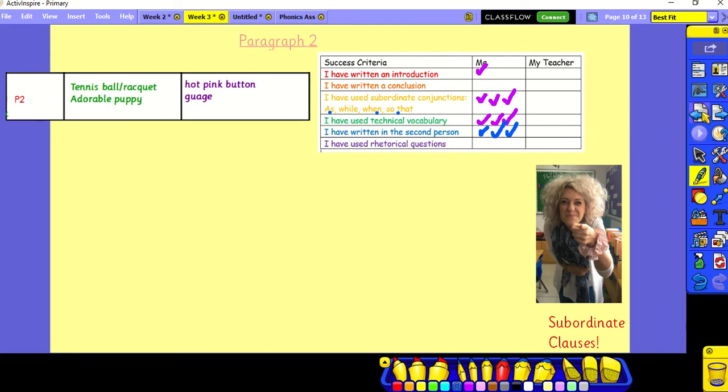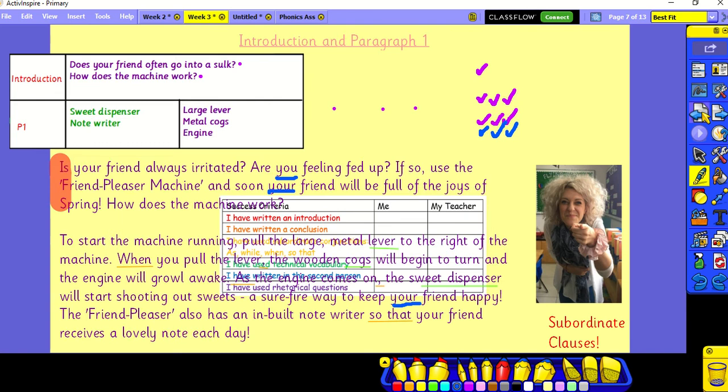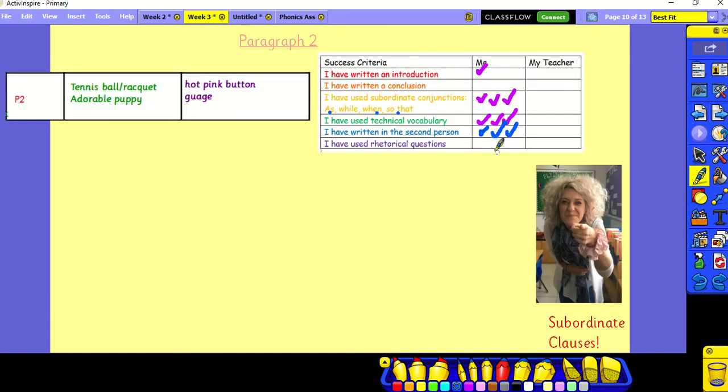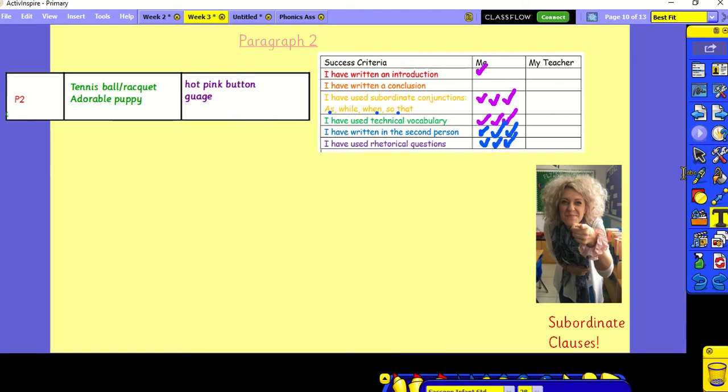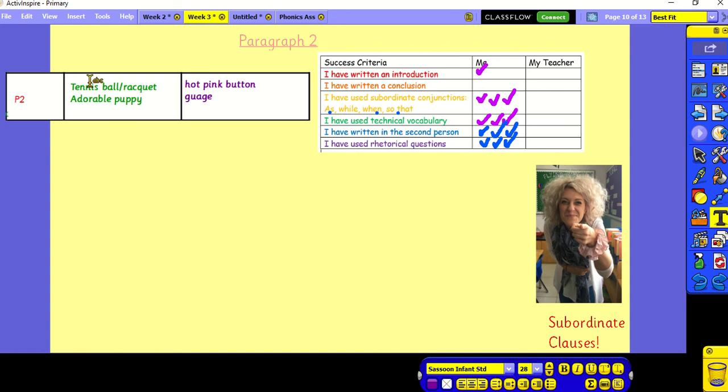We have used rhetorical questions. Why haven't we ticked it off? Goodness me. We used, is your friend always irritated? Are you feeling fed up? How does the machine work? We've used 3. Goodness me, we did a fantastic job last lesson. 1, 2, 3. Okay. Now, in this section of the plan, we are writing about the tennis ball and the tennis racket, the adorable puppy, and the parts of the machine. We are going to talk about the hot pink button and the gauge.